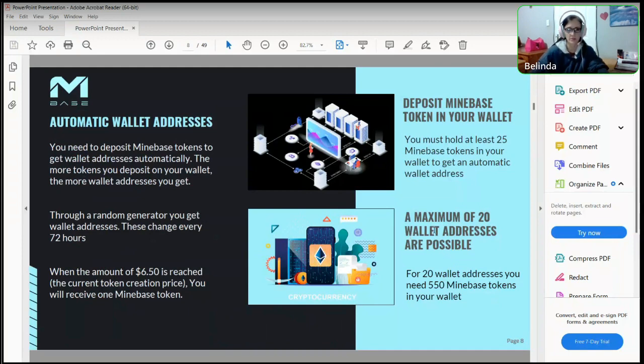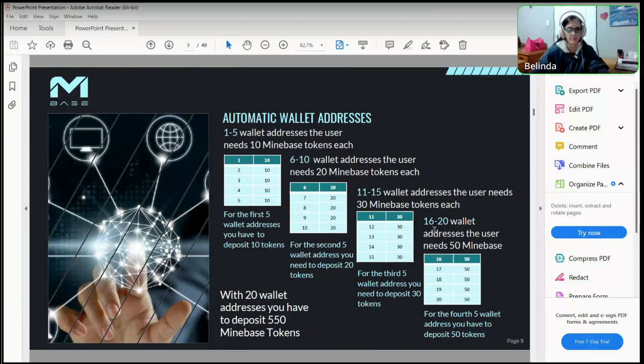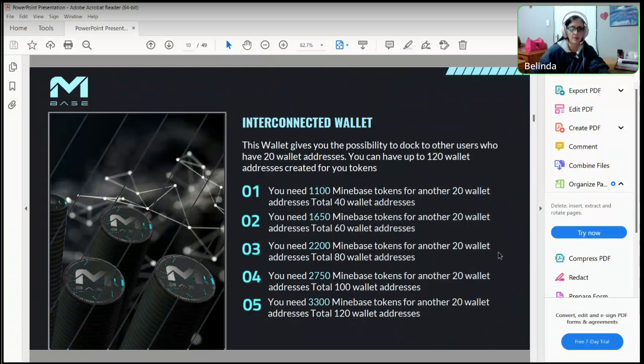Automatic wallet addresses, obviously, are also explained before. That's where you can see how it's mined. And this is also on the white paper, the amount of wallet addresses that you get for the amount of coins that you have to mine. The interconnected wallets. Okay, yeah.